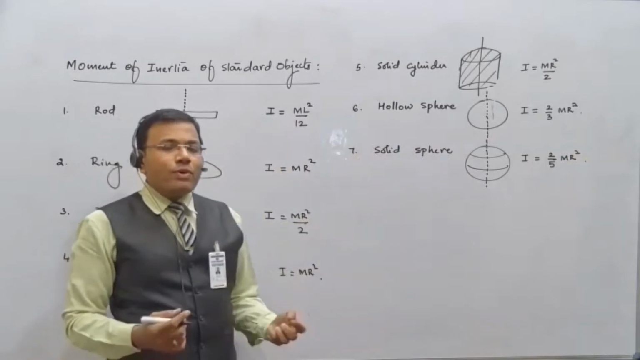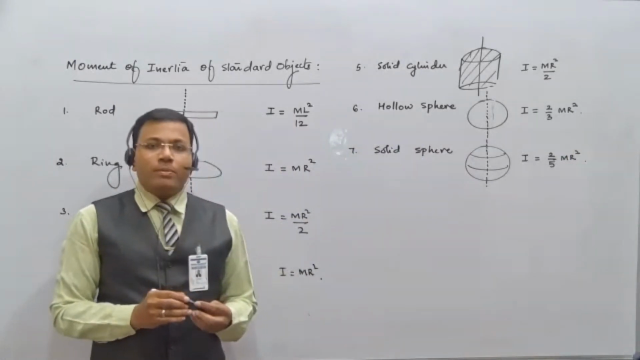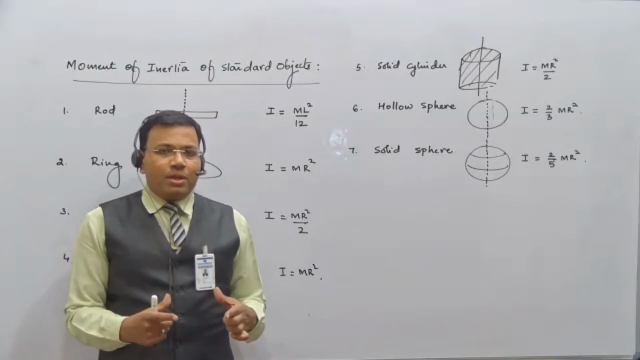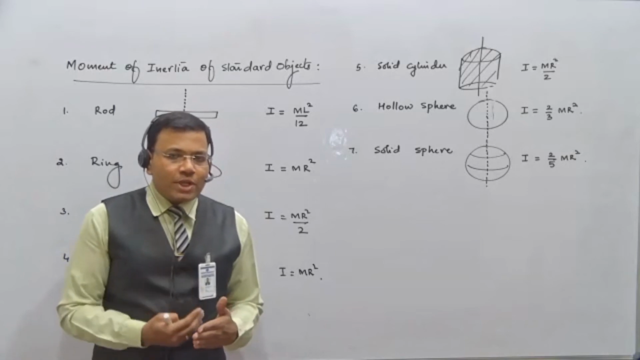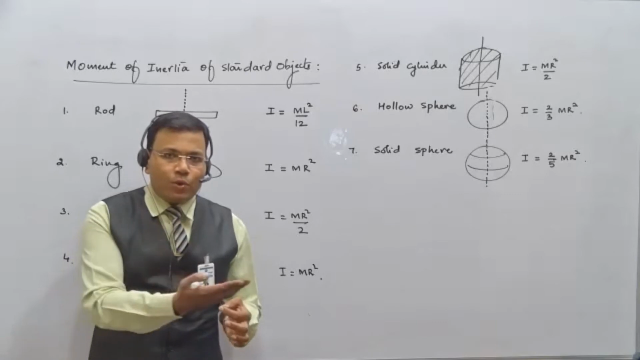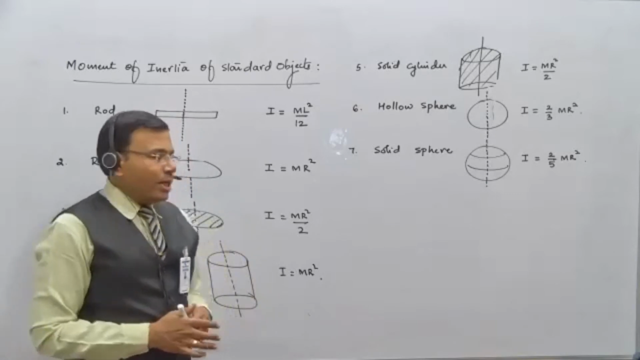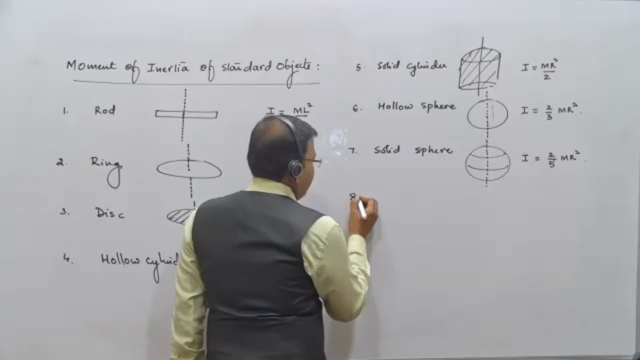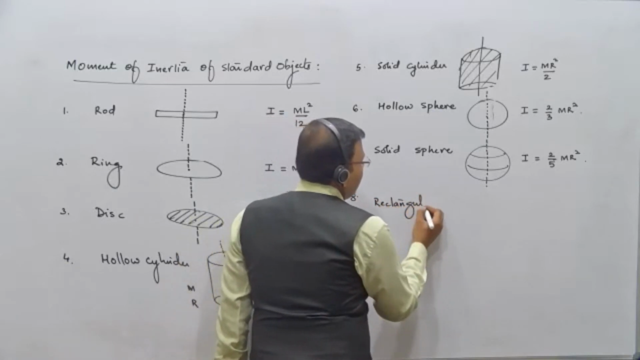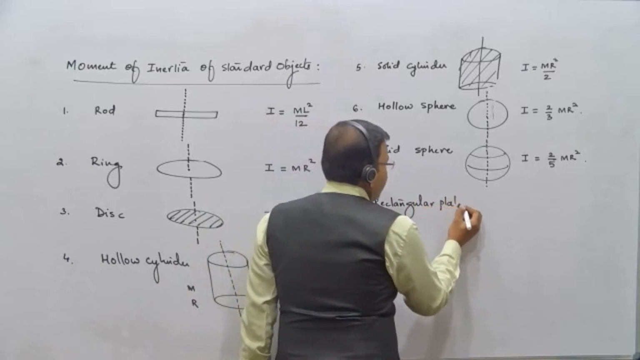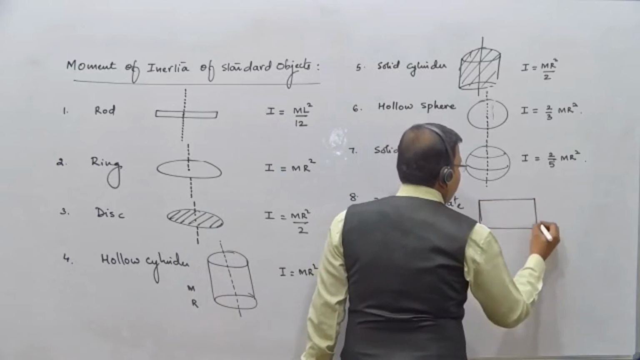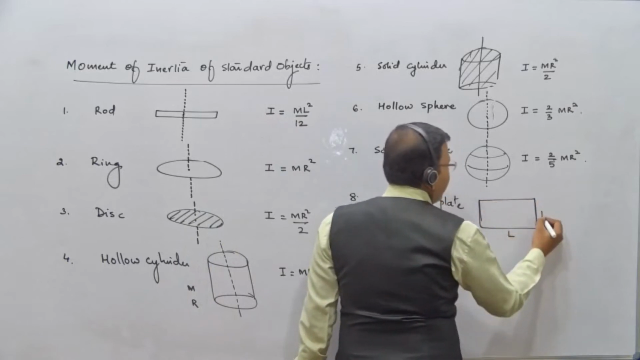Now let us move to a plate, a rectangular plate I can say. If I take a rectangular plate of length L and breadth B, then what is the moment of inertia associated with that plate about an axis passing through the center of the plate and perpendicular to the plane? Here you can understand by taking the figure. Just imagine a rectangular plate, students. You can see this is the rectangular plate of length L and breadth B.